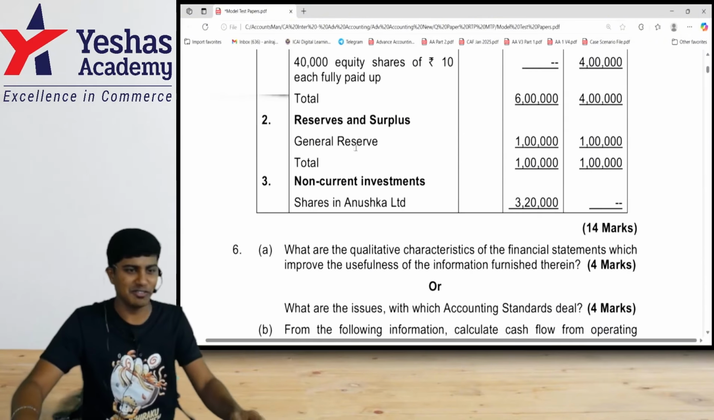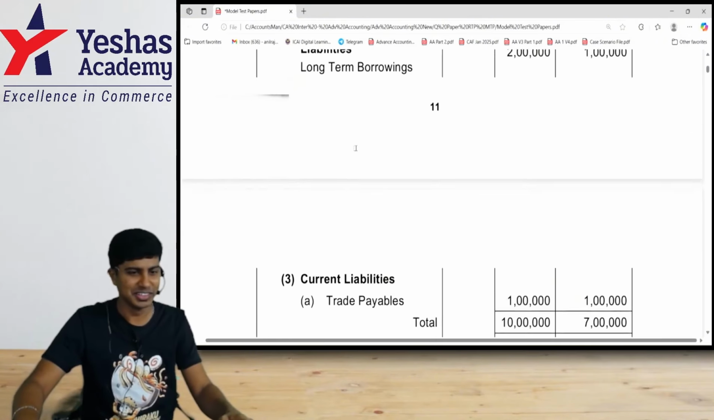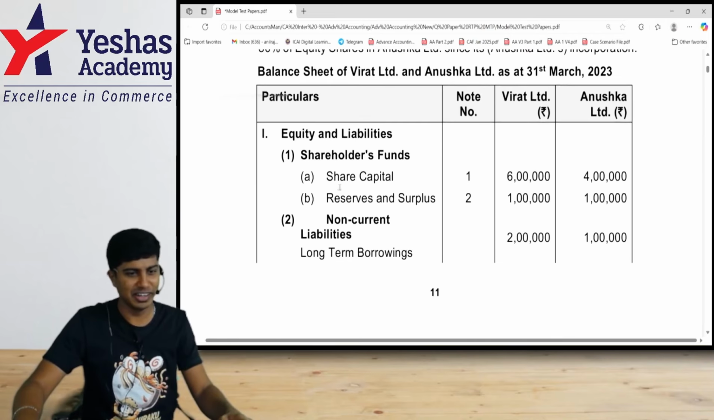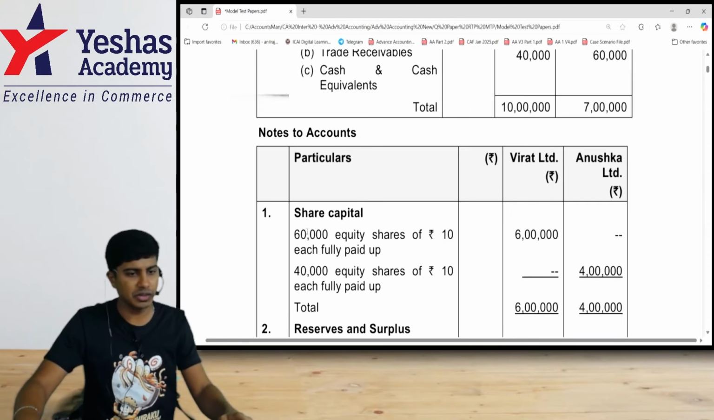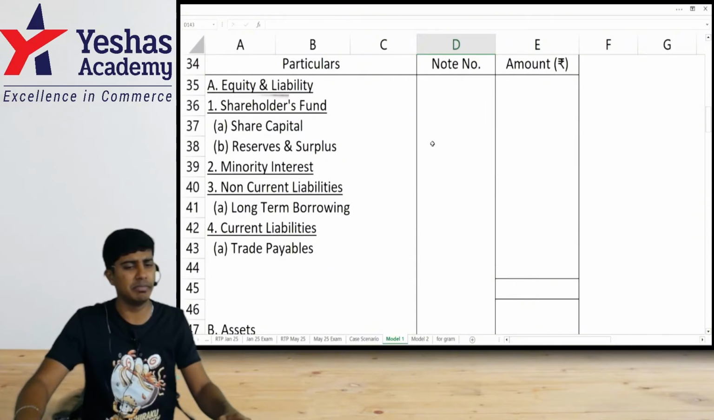They've given the balance sheet followed by notes to accounts. You should have picked the names differently. Let's start with share capital. Share capital of Virat Limited is 6 lakh. Let's see the notes to accounts. Is there any information with regard to this? No, simple. 60,000 shares of rupees 10 each, 6 lakh. This will go as it is into our consolidated balance sheet.